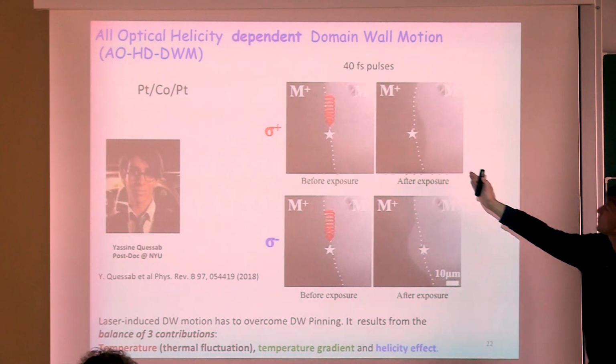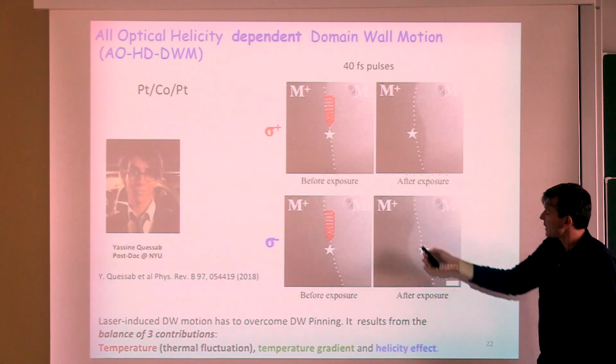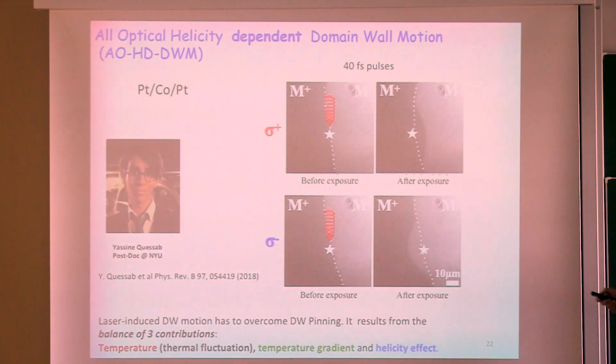And clearly, you see that the domain wall is moving toward one direction for sigma plus. It's moving toward the other direction for sigma minus. What we could understand is that for this domain wall motion, first of all, you have to overcome some pinning. And this results from the balance of three contributions: purely thermal, the temperature gradient created by the laser, and this helicity effect. We wanted to see the effect of each of those contributions. But clearly here you already see that we have an all-optical helicity-dependent domain wall motion.